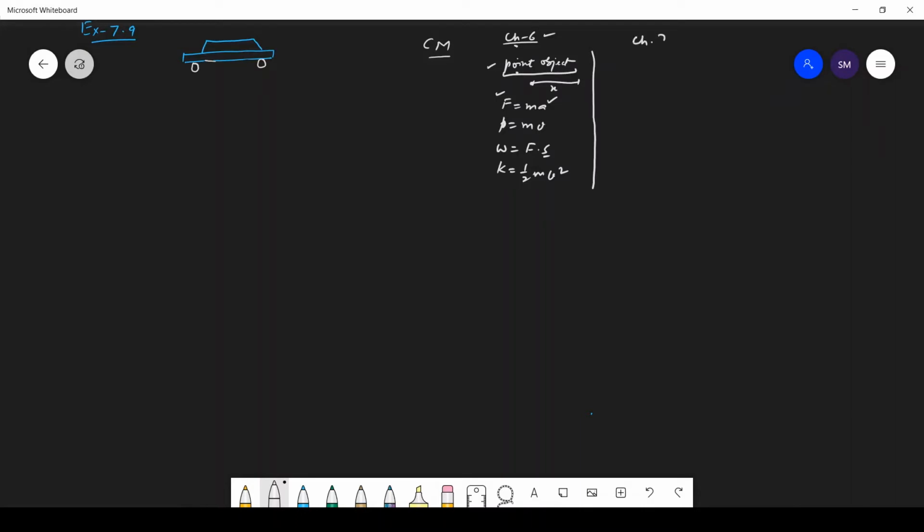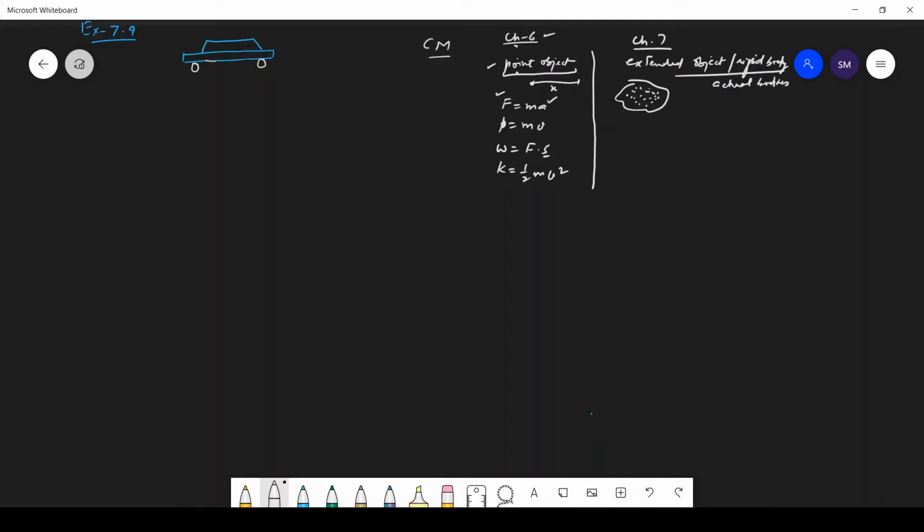But in chapter 7 we introduced extended object. We also call it a rigid body. So we started studying in actual life, we have the rigid bodies. So rigid bodies consist of many points, right? It has many point objects.